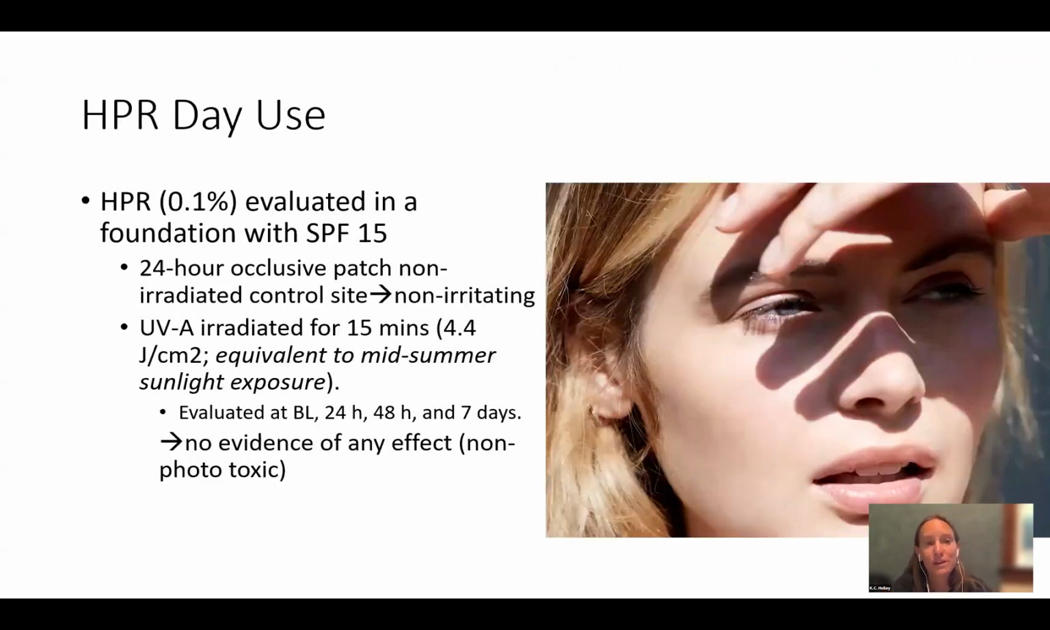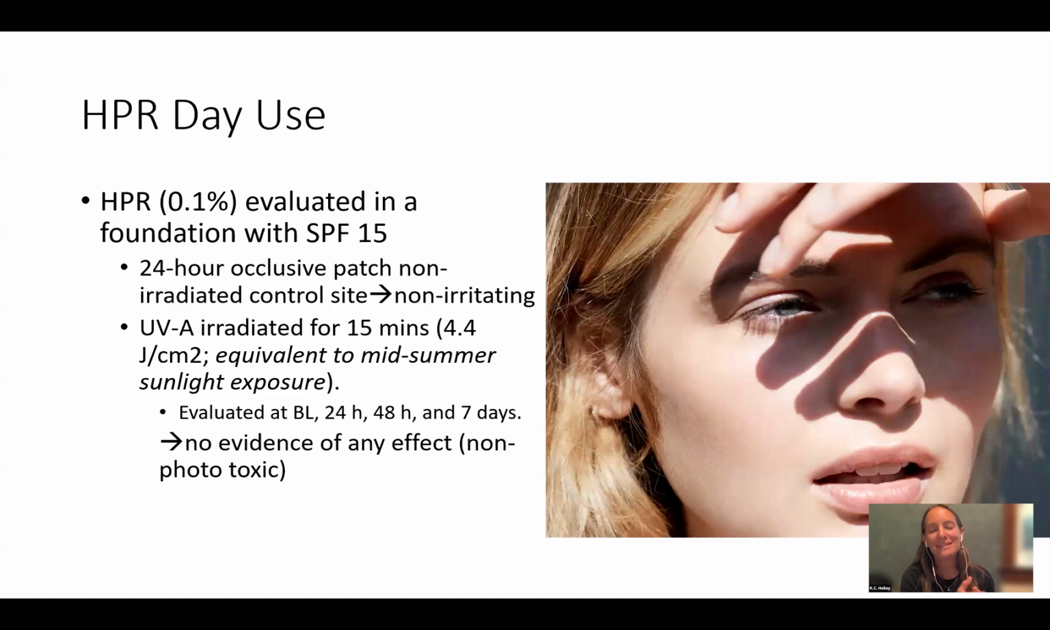The last thing that's super interesting about this ingredient technology is that HPR can be used during the day. In this study, they had individuals do, again, another occlusive patch. They irradiated the skin for 15 minutes, which is the equivalent of a midsummer sunlight exposure. And I know that you guys in the Pacific are just cringing, right? Because you guys are so good about staying out of the sun. So this is only being done for research purposes.